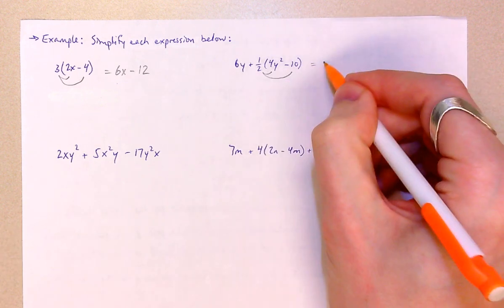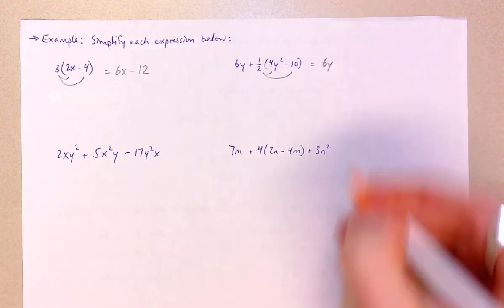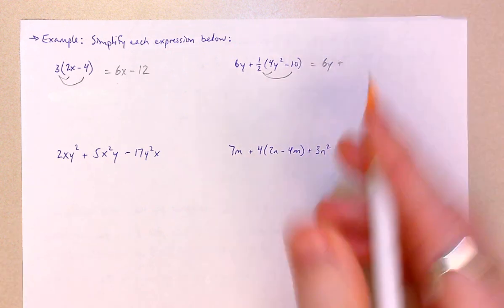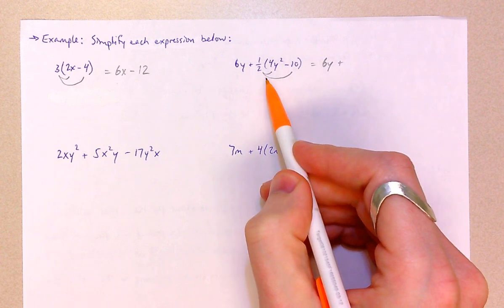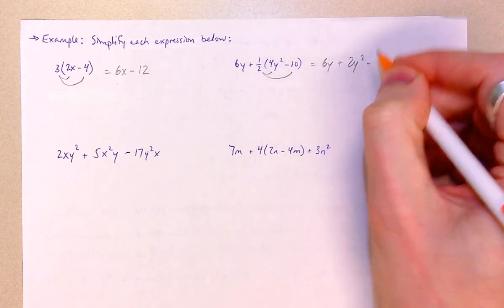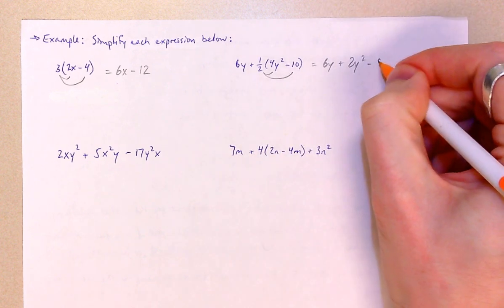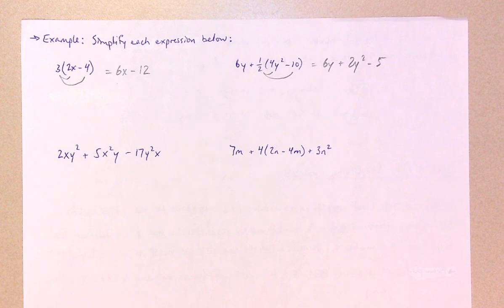So I still have that 6y. That still remains the same. Now plus 1/2 times the 4 is going to give me 2y squared, minus the 1/2 times the 10, which gives me 5. Okay, grouping symbols are gone.